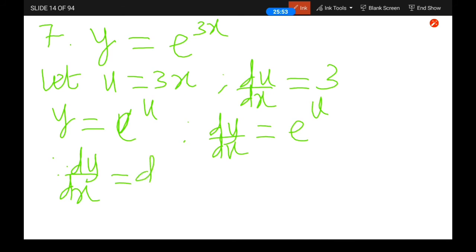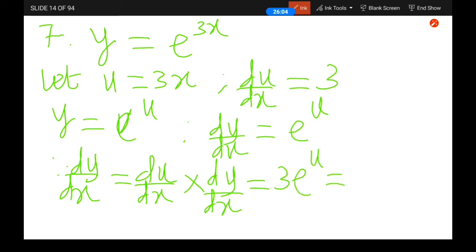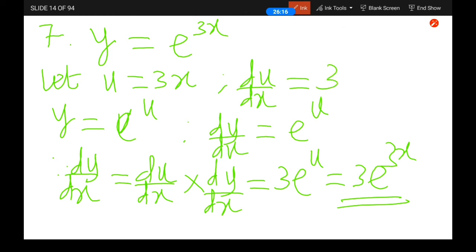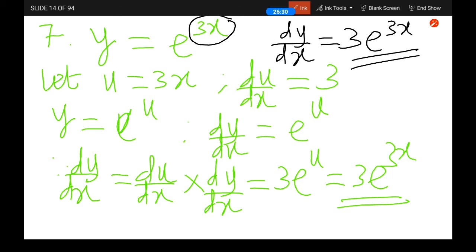In the same vein, dy du will also give us e raised power u back, such that dy dx will give us du dx times dy du. And that will be 3e raised power u. And that will be what? 3e, and my u is 3x. And that is it. Now, I'll be showing you the shortcut on this as well. Look at the shortcut here. The shortcut is as straightforward as ABC. dy dx as well. Differentiate the top. That will give us 3. Write everything back. And it's as simple as that. They are still the same thing. Good.